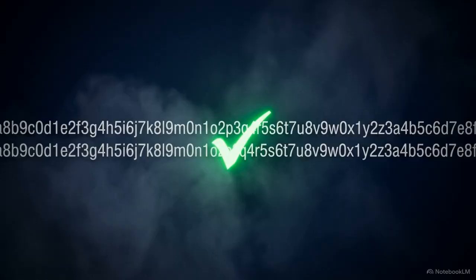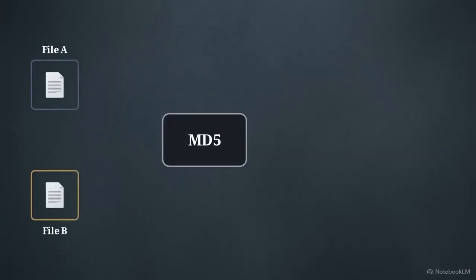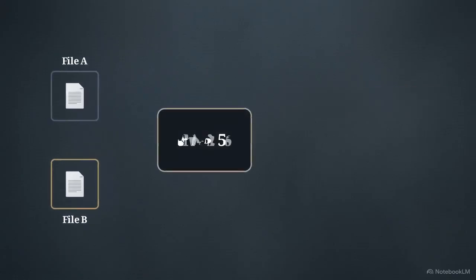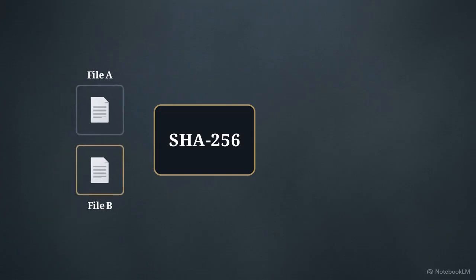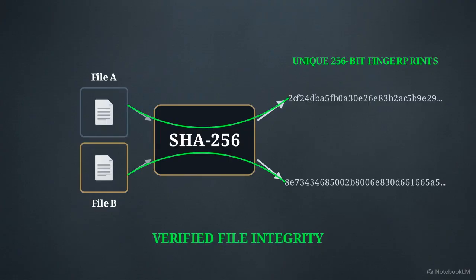Extraction is followed by the requirement for continuous validation. Investigators must be able to prove to a judge that the file presented in court is identical to the one gathered at the scene. For years, investigators relied on MD5, but due to collision vulnerabilities, where two different files output identical strings, the community shifted. The current standard, SHA-256, generates a unique 256-bit fingerprint for every artifact. Matching this fingerprint from collection to analysis verifies file integrity.